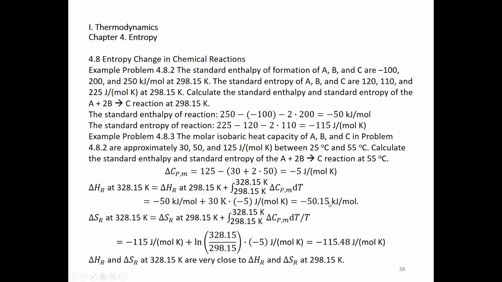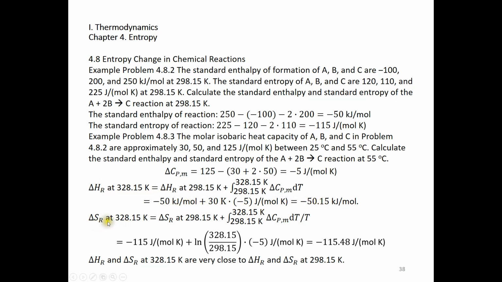So later you will see very often in physical chemistry, if we know the enthalpy of reaction at room temperature, we usually can use the same number for the same reaction at different temperatures, as long as the temperature difference is not too big. In this case, the two temperatures differ by 30 degrees Celsius. However, you can see the enthalpies of reaction differ by only 0.3%.